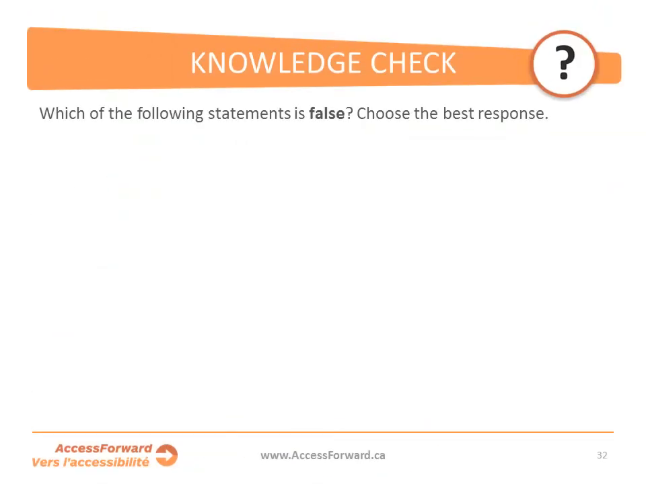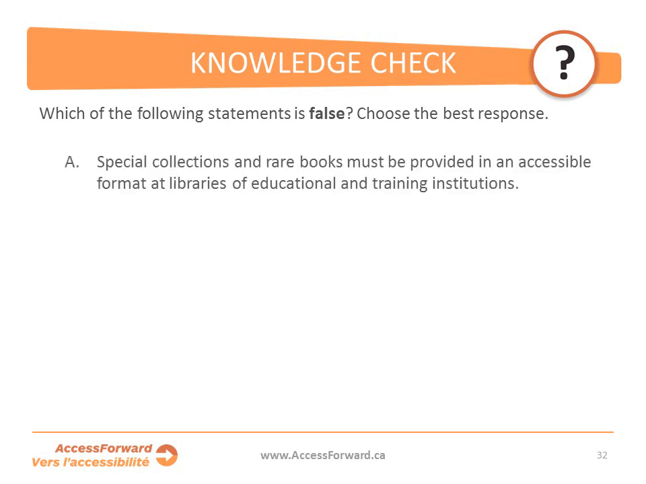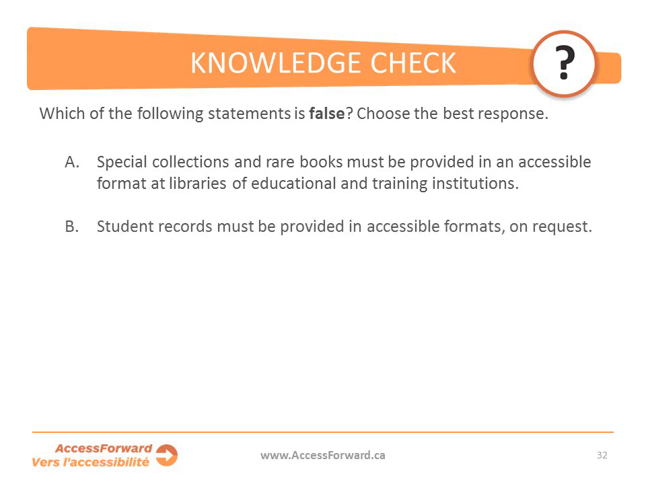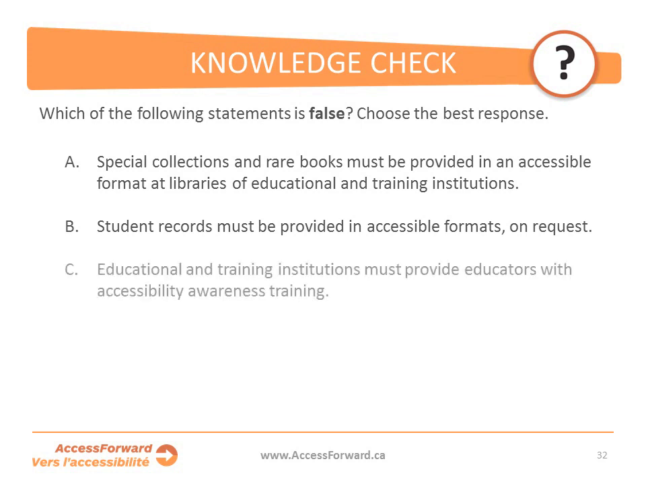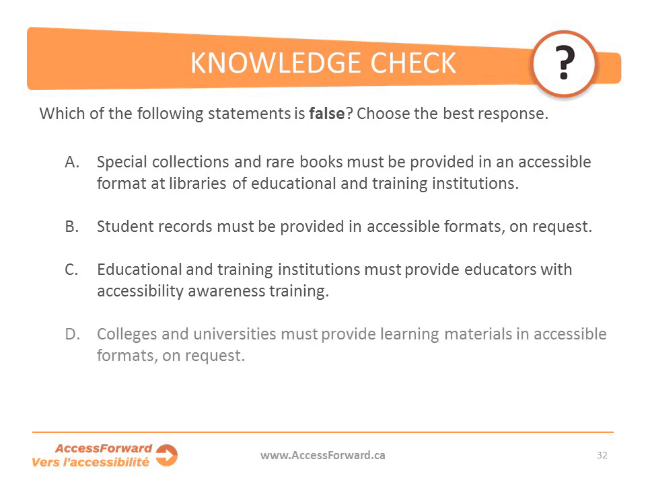Knowledge check. Which of the following statements is false? Choose the best response. A. Special collections and rare books must be provided in an accessible format at libraries of educational and training institutions. B. Student records must be provided in accessible formats on request. C. Educational and training institutions must provide educators with accessibility awareness training. D. Colleges and universities must provide learning materials in accessible formats on request.